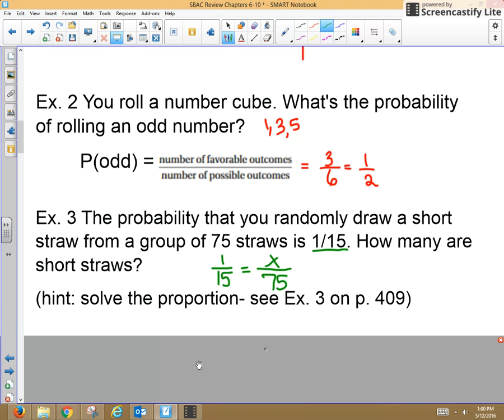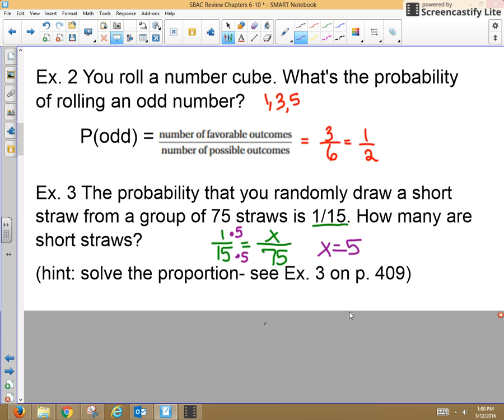Now here, when you solve the proportion, you can cross multiply, but I always like to find the common multiplier. I know 15 times 5 is 75. So whatever I multiply to the bottom, I do to the top. 1 times 5 equals 5. So X equals 5. So out of 75 straws, approximately 5 of them will be short. So we can use probability to make an estimation.